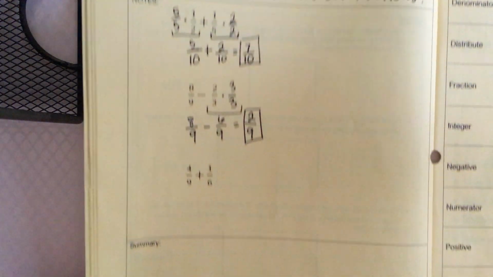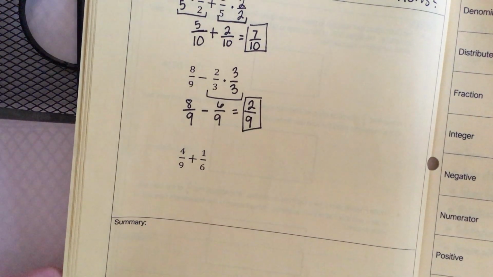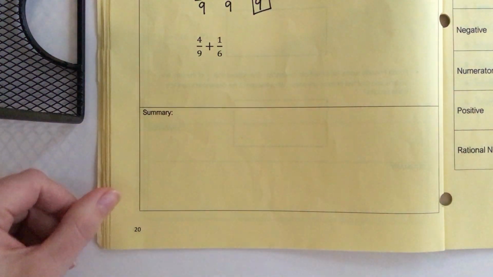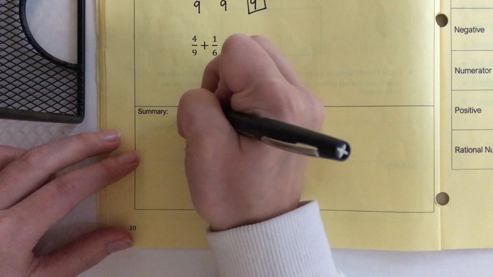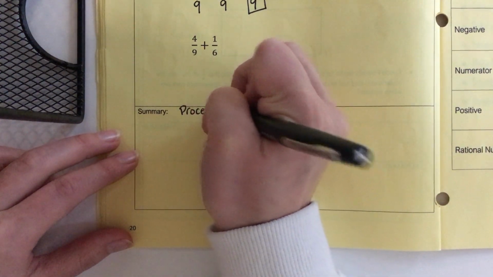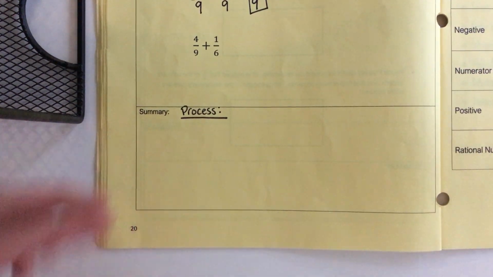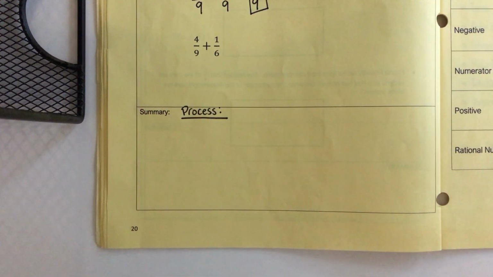I'm going to take a jump down to the summary here. We're going to come back to that next problem. We're going to look at the process. So we're going to make a process for solving equations when we're adding or subtracting fractions.